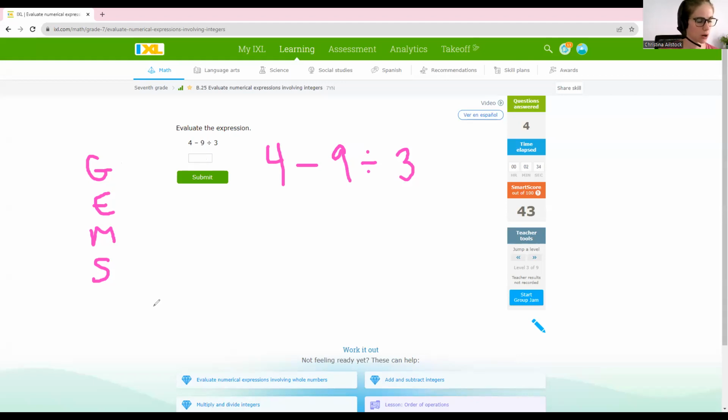All right, third problem here. Evaluate the expression 4 minus 9 divided by 3. We look through our mnemonic here. G is for grouping symbols. Nope, none of those still. E is for exponents. Still a no. M is for multiplication or division. Yes, we do have that. So it is important that we start with that, meaning we'll have 9 divided by 3, which is 3, and then you bring everything else down. And so our final step is addition or subtraction. We have 4 minus 3, giving us the answer of 1.